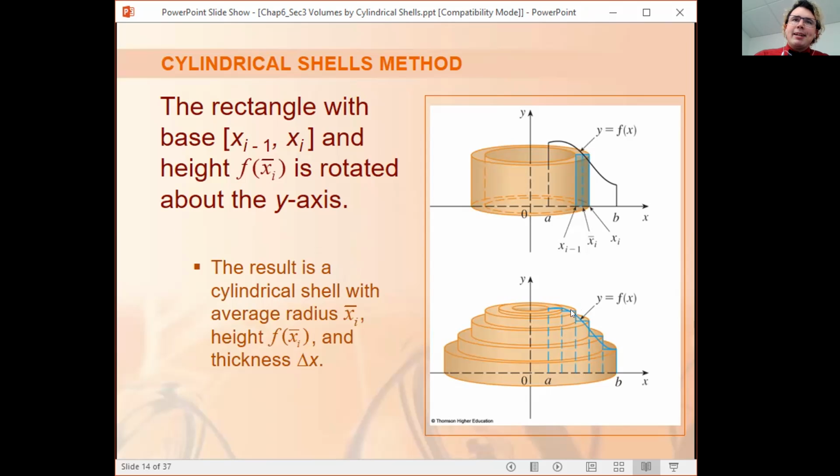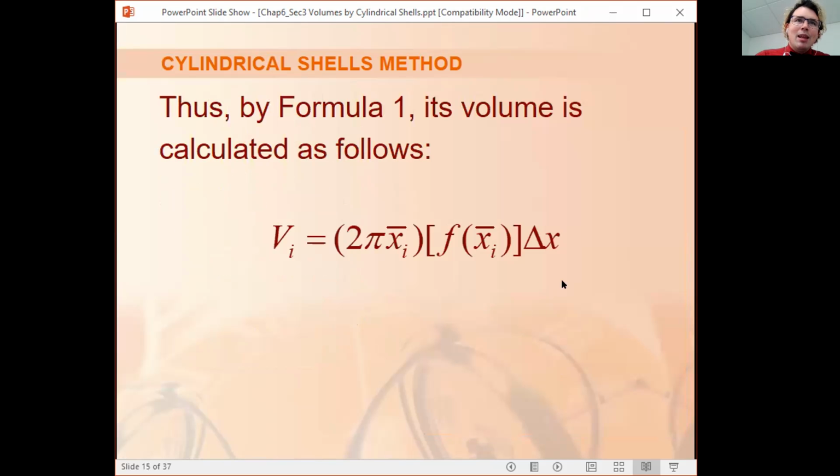Now, what is my radius here? It's got to be x. So with the correct subscript and all, we're saying that the volume of the slice i, volume of the shell i, if you prefer, is twice pi times x_i bar, right? This could be the left point or the right point or the midpoint. Take your pick. That's our circumference. The height is the function f evaluated at my choice of x_i. And the thickness, as always, is delta x.